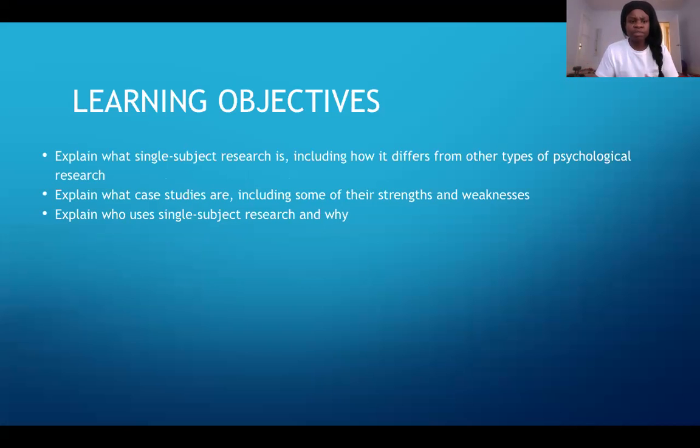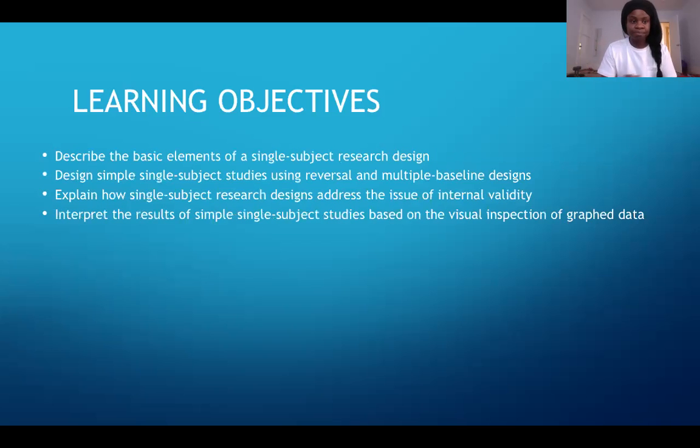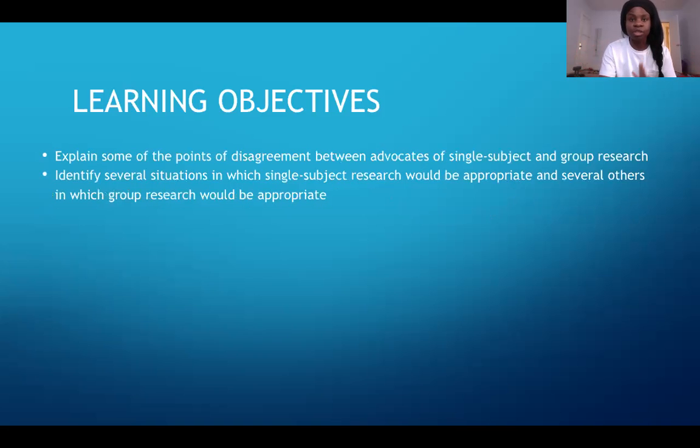So can you explain what single subject research is this week? Can you explain what a case study is, and can you decipher between the two? They are not interchangeable, okay? And can you describe the basic elements of single subject research designs? Can you explain how single subject research designs address the issue of internal validity? Lastly, can you explain some of the points of disagreement between advocates of single subject and group research?